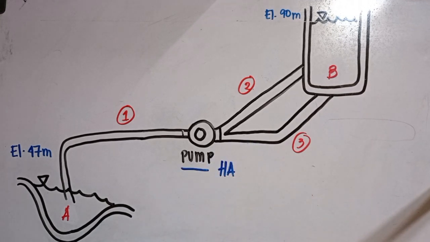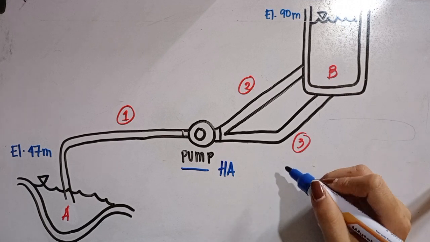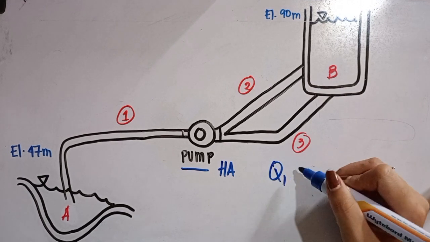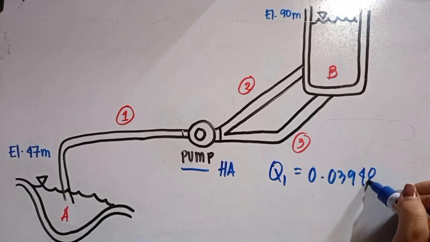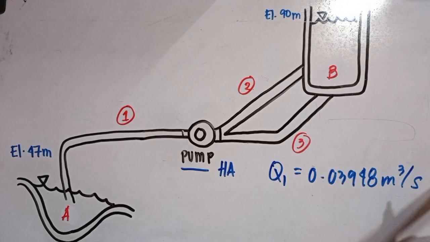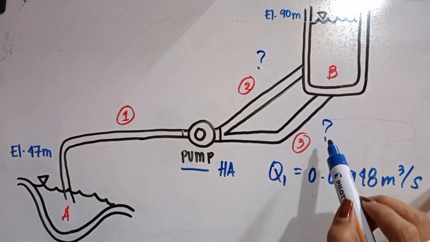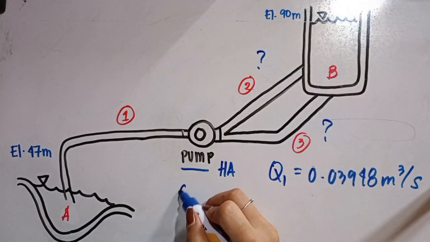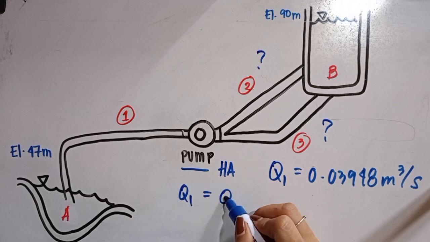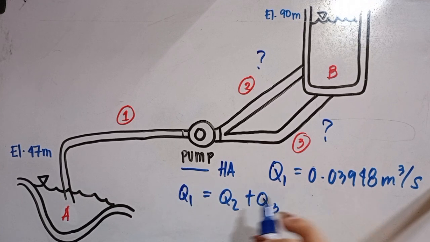In this figure, we have a given Q1, which is equal to 0.03948 meter cube per second, right? It is stated in the problem. We've got no Q's 2 and 3, but we know that Q1 is equal to Q2 plus Q3, because what goes in and out of this pump is equal. It's just equal.